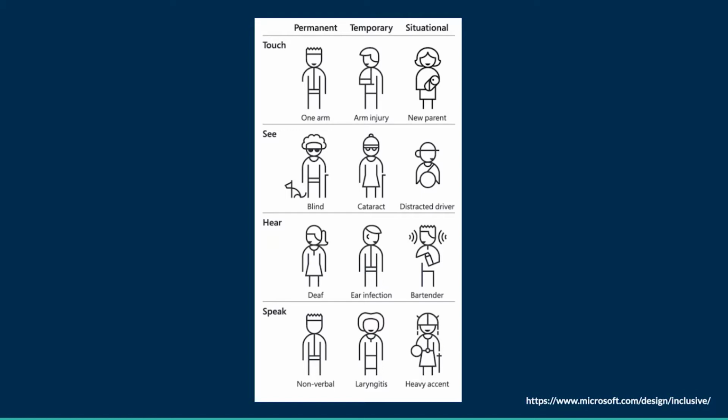Hearing, you could be deaf, you may have an ear infection, or you may work behind a bar and it's really noisy and you can't hear properly. And that's speaking, so you may not be able to speak, you may temporarily not be able to speak because you've got laryngitis, or you may have a heavy accent and look like a Viking apparently. I'm not quite sure why, but I guess these are things for smart speakers and that kind of thing. You have to take this into account.